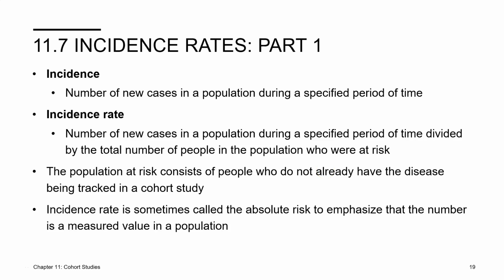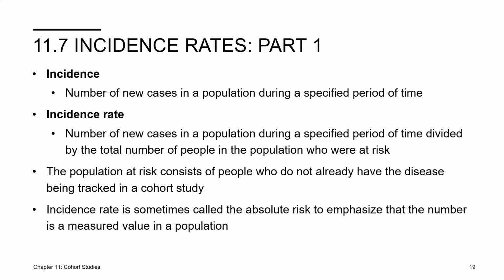So section 11.7 goes over incidence rates. So what is the incidence? Incidence is new cases. This differs from prevalence, which is existing cases. The incident rate is the number of new cases over the total number of people in the population at risk. And so the population at risk consists of people who do not already have the disease being tracked in the cohort study. So that usually would be the number at baseline.